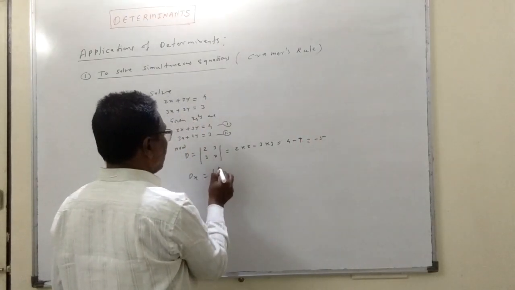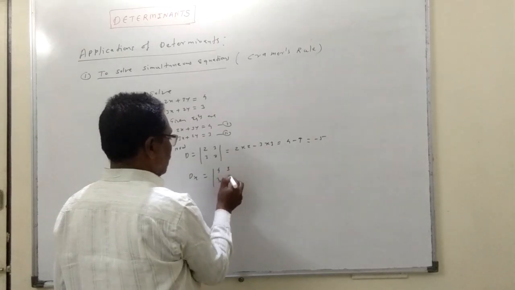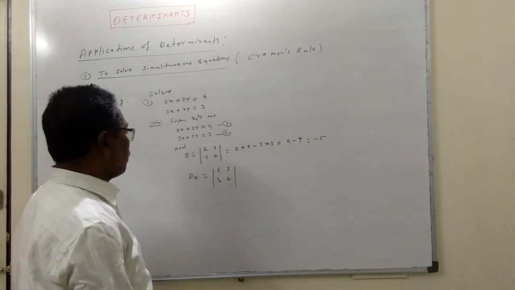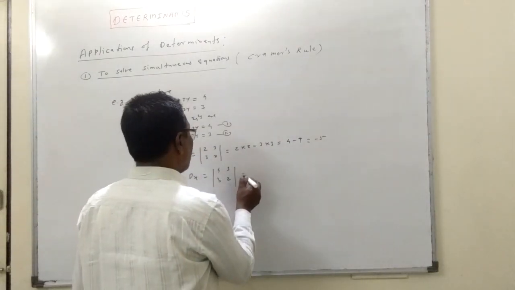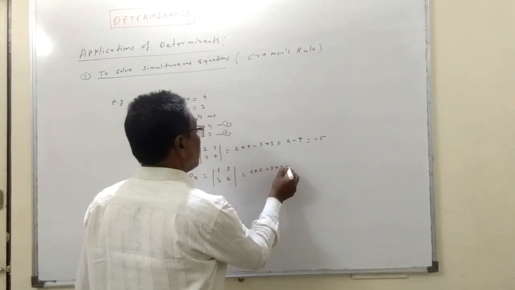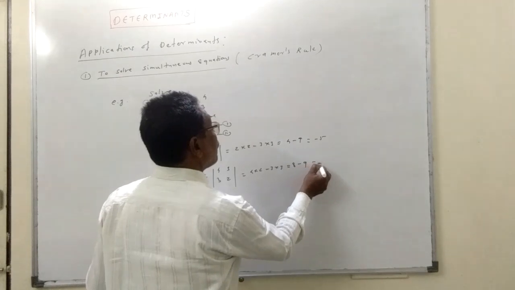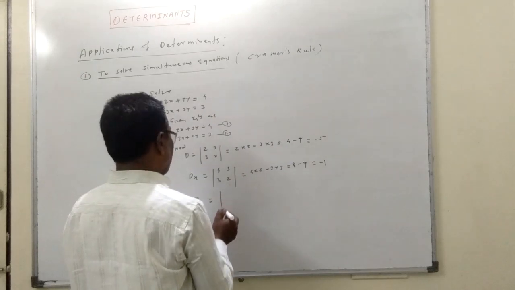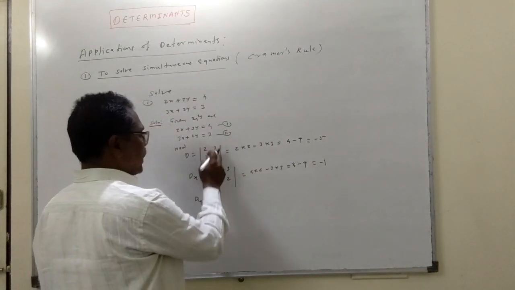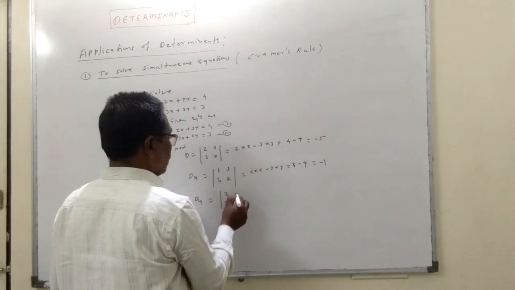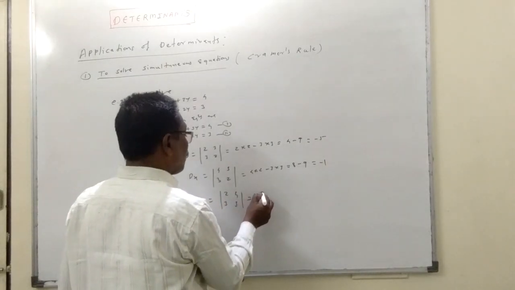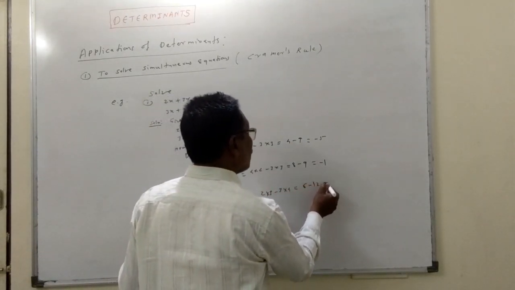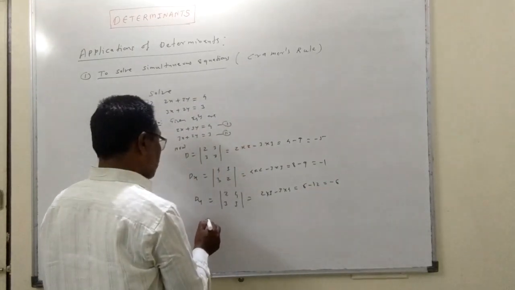Dx is equal to determinant 4, 3, 3, 2. So we replace the coefficients of x, that is, the first column is replaced by the constants. So 4 into 2 minus 3 into 3, 8 minus 9, so minus 1. Dy is equal to the determinant. Now when we find dy, replace the second column by the constants. So 2, 3 and 4, 3. So that is equal to 2 into 3 minus 3 into 4, so that is equal to 6 minus 12, so minus 6.